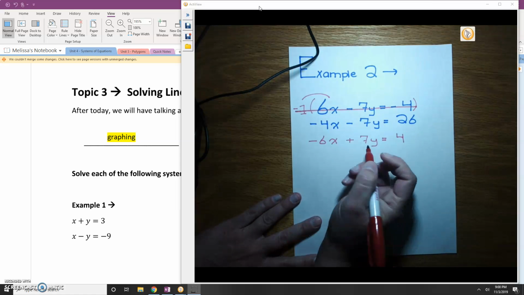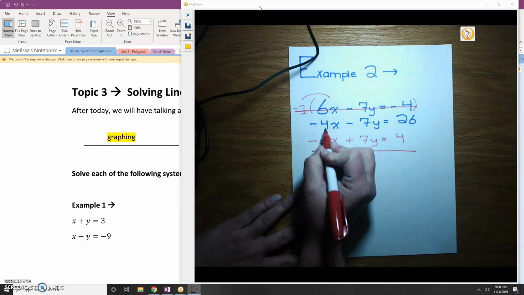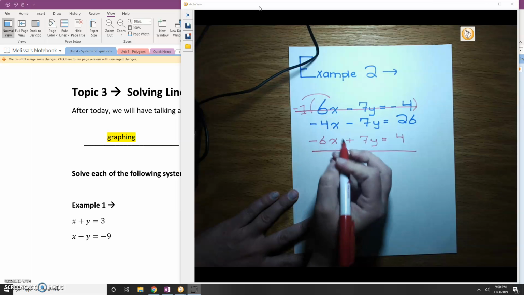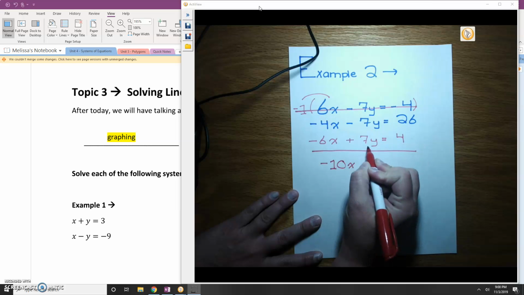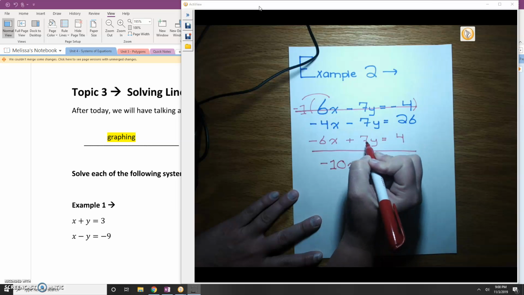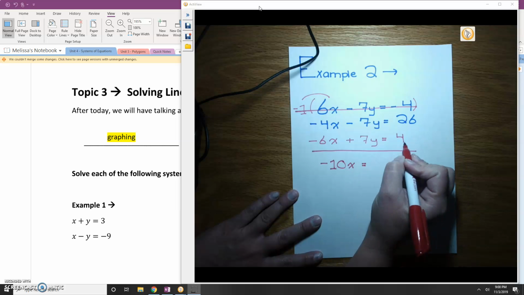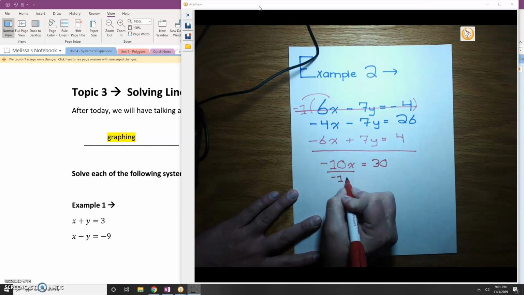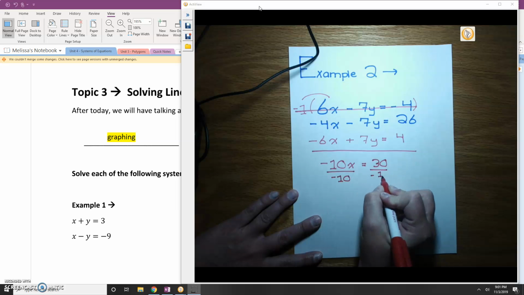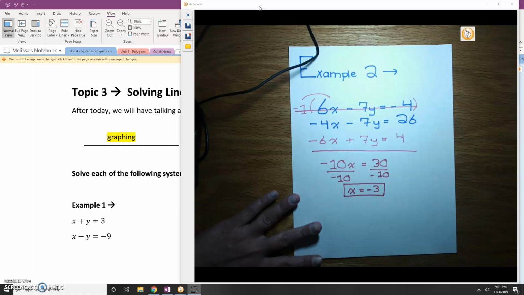All right, so now we are ready for our elimination step. What I have here is a -4x and a -6x. If I combine those, I have a -10x. A -7y and a positive 7y cancels out, that's nothing. And then equals 26 and 4. 26 plus 4 is 30. And finally, if I divide by -10, I have x equals -3. There we go. x equals -3.